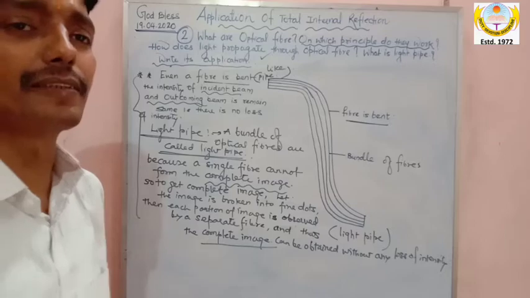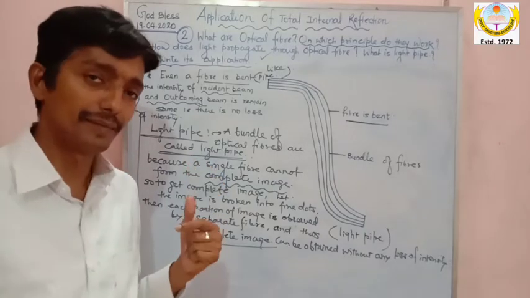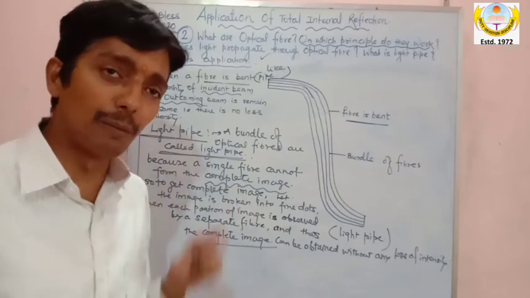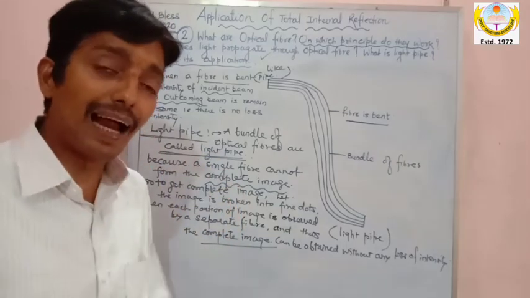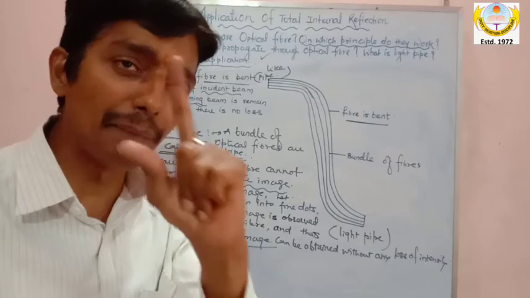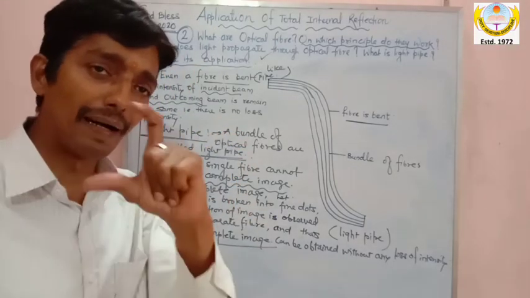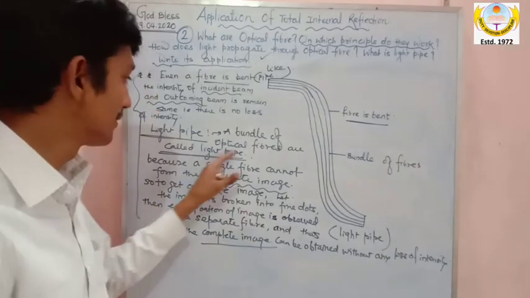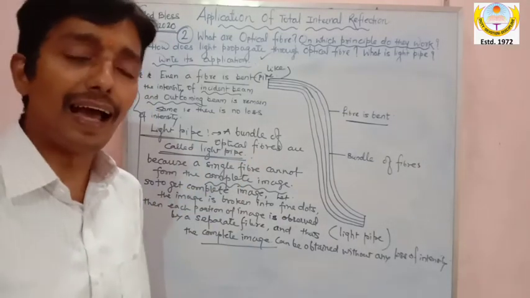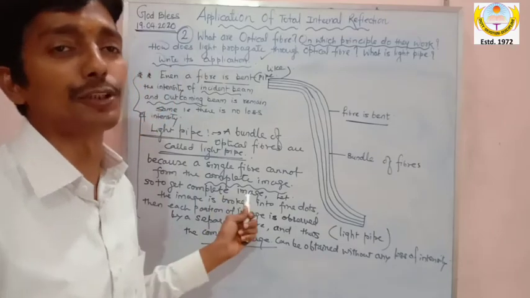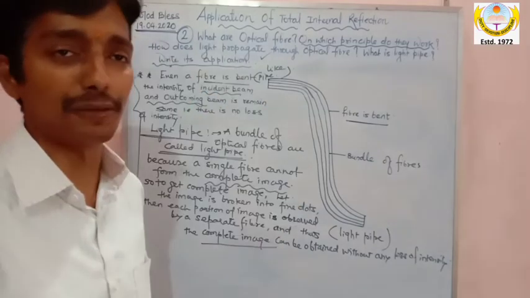So science tried to make a light pipe. First they bent it to bring the pipe structure, then they said you make a light pipe. But what is a light pipe? A light pipe is not one single fiber, my dear. A light pipe is a bundle of fibers. Am I clear? And why did science think about a bundle of fibers? Because one single fiber, Professor, cannot form a complete image.